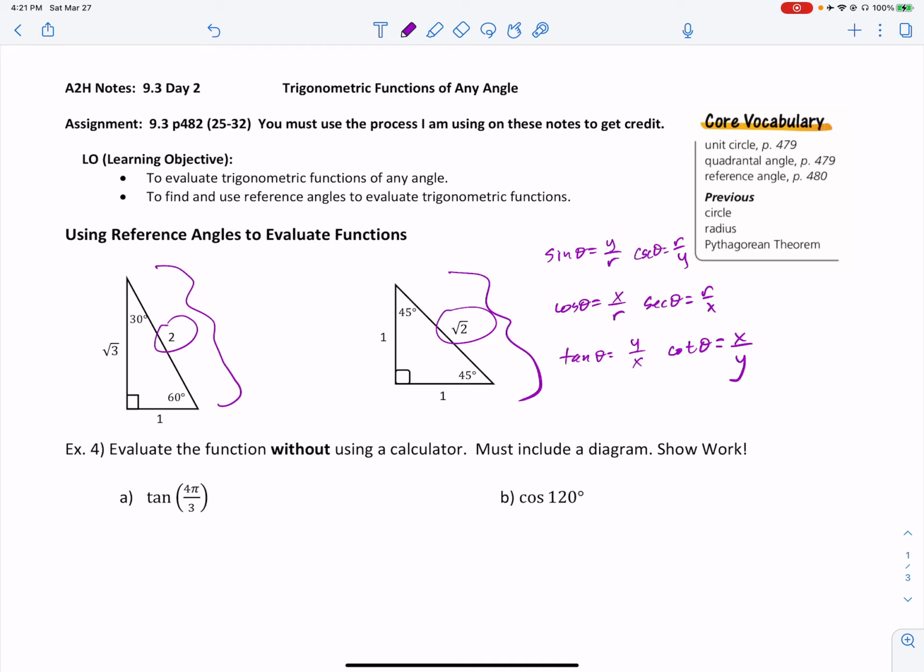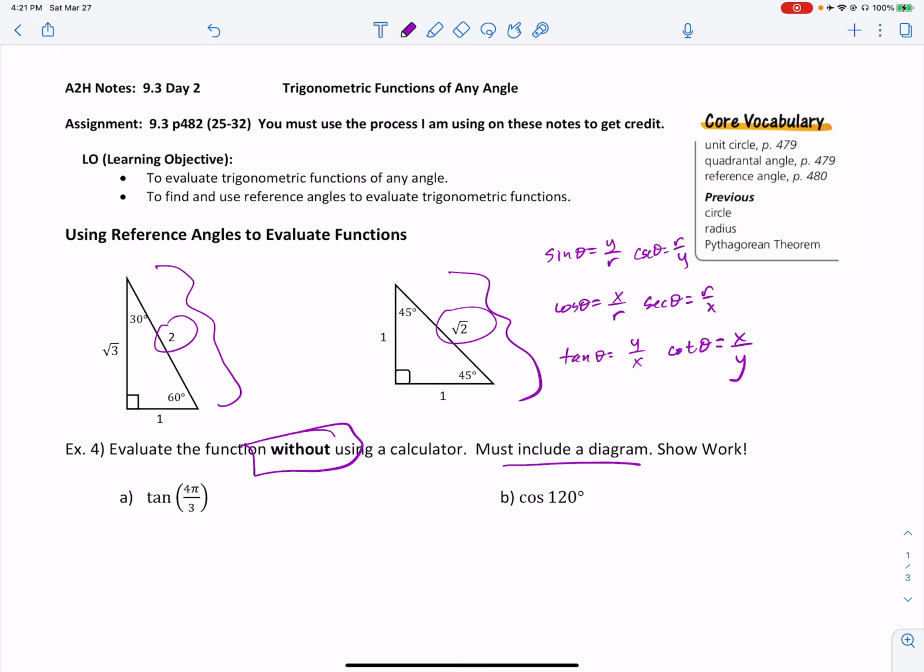And so evaluate these without a calculator. You need to know how to do these without a calculator. And eventually we're going to go to what's called a unit circle, but not right now. I want these set up using these triangles where the hypotenuse is not 1. You must include a diagram. You have to show work.